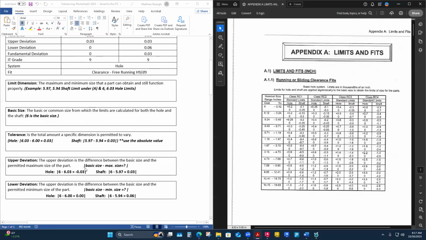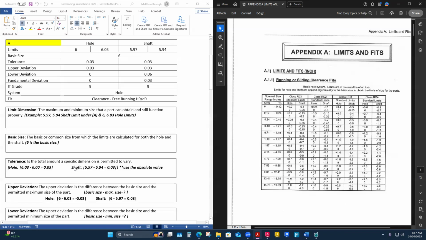This is the difference between the basic size and the permitted maximum size of the part. So for the hole, it ends up being 0.03 again. It's 6.03 minus 6. It's funny they have it listed as a negative here, and we don't have it listed as a negative here, which I look at as a positive value anyway. It's a larger size than the basic size. So it's interesting that we've got a negative sign down here. I would ignore that.